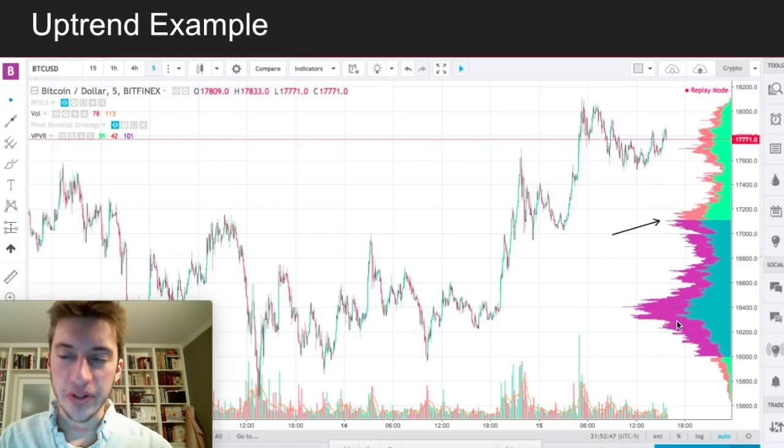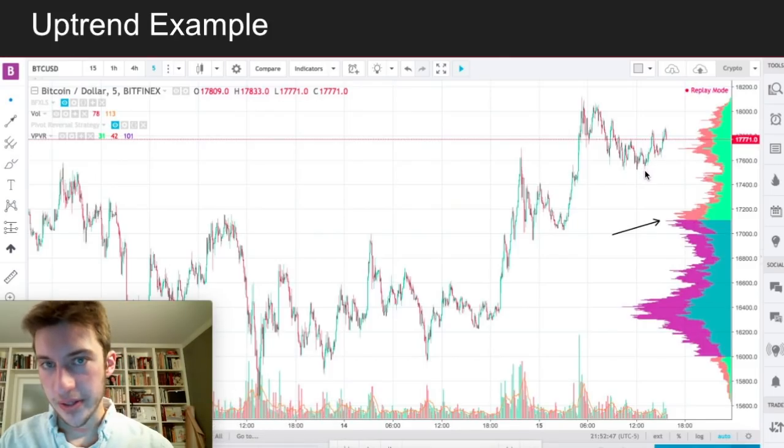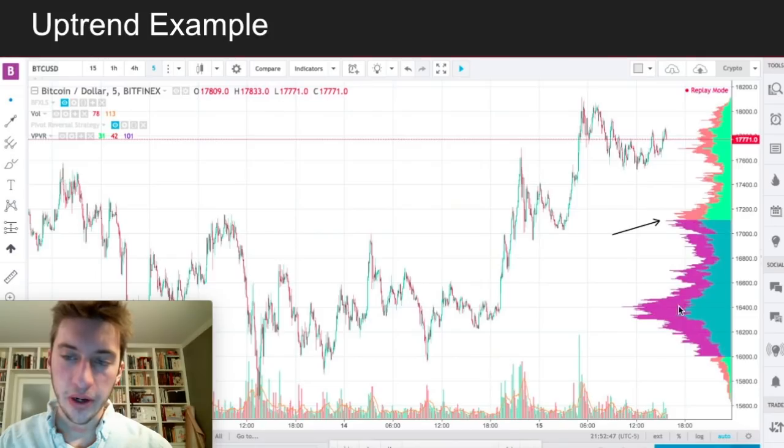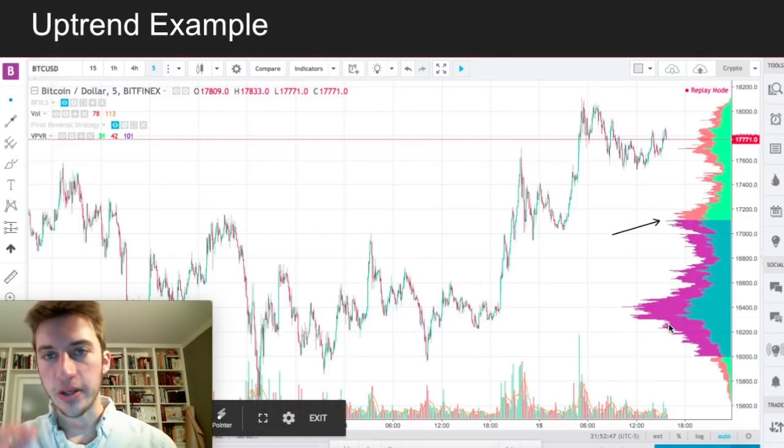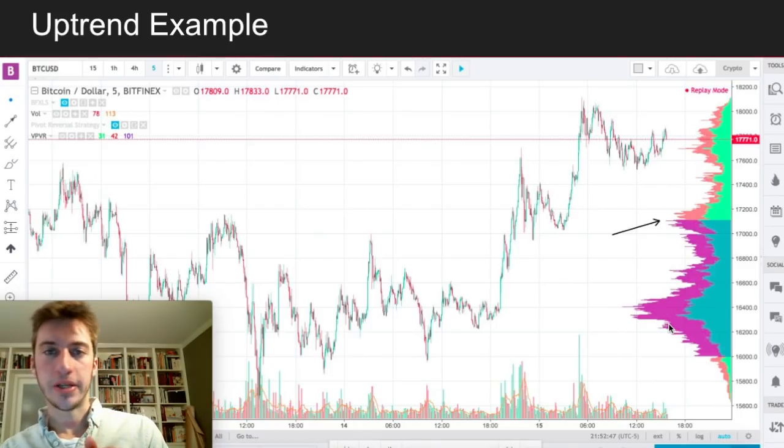But let's talk about what this is. We have an uptrend, and we know that this uptrend will probably continue because the value area is below price. What this means is that a lot of volume is concentrated below the uptrend. So if price was to come down, it would be hard for price to come down because so many positions are located there. And if all those positions begin to exit, then that would cause price to likely reverse.